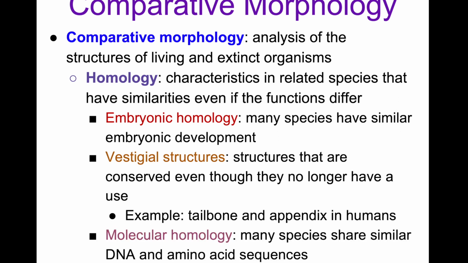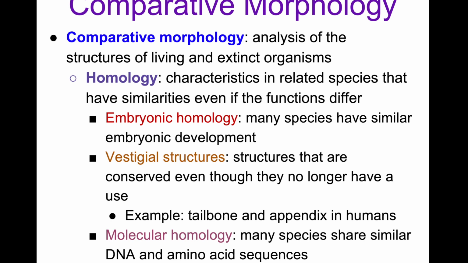And then we have molecular homology. So this is many species share the same DNA and amino acid sequences. We saw this in the last unit when we were doing transcription and translation. The adenines, the thymines, the guanines, and cytosines are the same in me and you, in plants, in animals. So this is sort of a piece of evidence that suggests that we all evolved from the same thing.